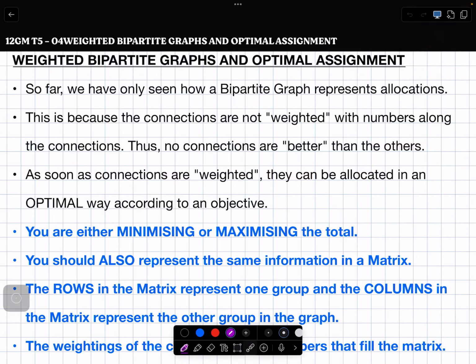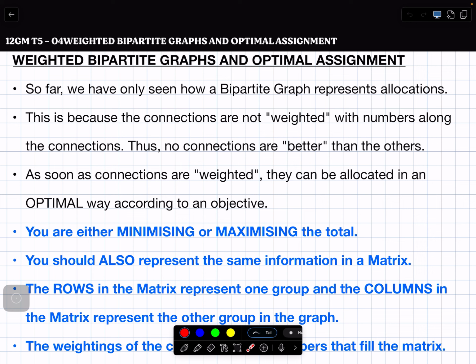So in that previous bipartite graph, all we represented was the kids and the colors they liked. All that represented is allocation. This is because the connections were not weighted. They didn't have numbers on them, so there's no best way to assign. With no numbers, no connection is better than the others.